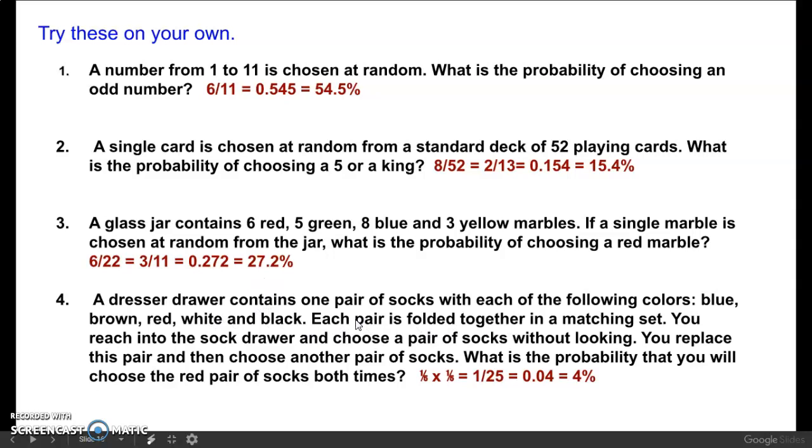All right, now down here with the socks, they're asking what is the probability that you'll pull out a pair of red, and then when you put the socks back in again, you'll pull the red pair again. Now, the idea is this is completely random. These are independent events. Whatever happens the first time you pull socks is not going to affect the second time you pull your socks. So it's 1/5 times 1/5, which ends up being 1 over 25. The decimal for that is 4 hundredths, which is 4%. Pretty unlikely to occur, right?